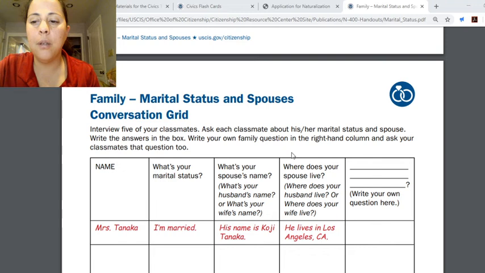So this will be for homework. Pick 2. You don't have to do 5, you can do 2. Pick 2 of your friends or classmates on the Facebook group, and ask them: What is their name? What is their marital status? What is their spouse's name? Where does their spouse live? And make your own question, okay?